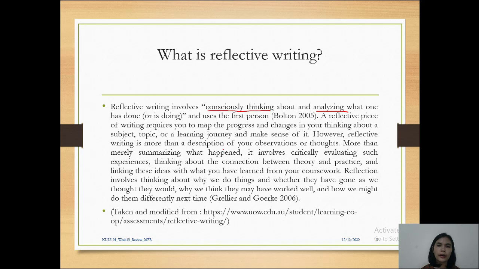Based on Bolton 2015, it involves consciously thinking about and analyzing what someone has done. Another set of experts, Grelier and Gorky 2016, mentioned that reflection involves thinking about thinking. So you're thinking about why we do things and whether they have gone as we thought they would, why we think they may have worked well, and how we might do them differently next time.